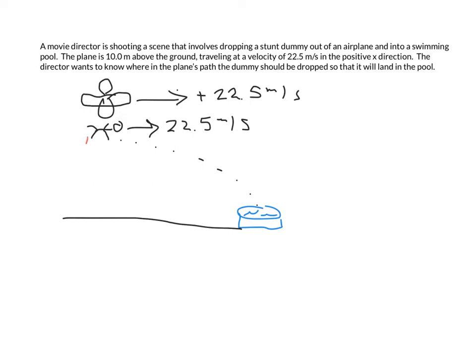So we know that the dummy is 10 meters above the ground. That's its change in vertical position. So delta y represents a change in vertical position. I want to know what is delta x? How far in a horizontal position will the dummy change during its flight path, when it's going to be in the air falling for a time of delta t? So I've written down pretty much everything that I know. My initial velocity is 22.5, so I'm just going to label that as v initial. My delta y is 10 meters, and my delta x is my unknown.